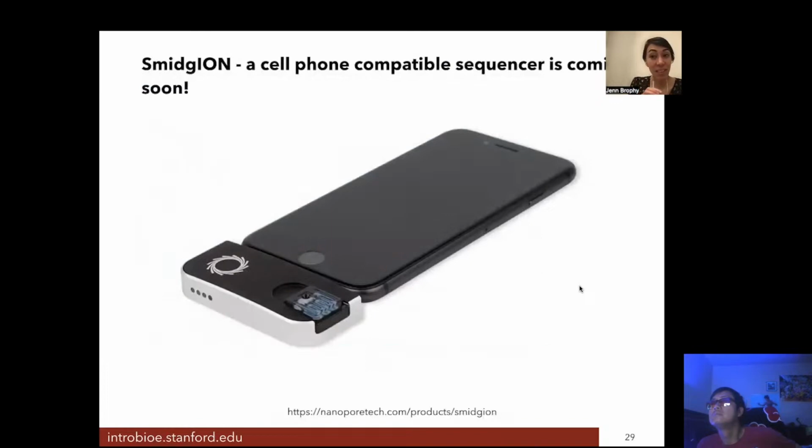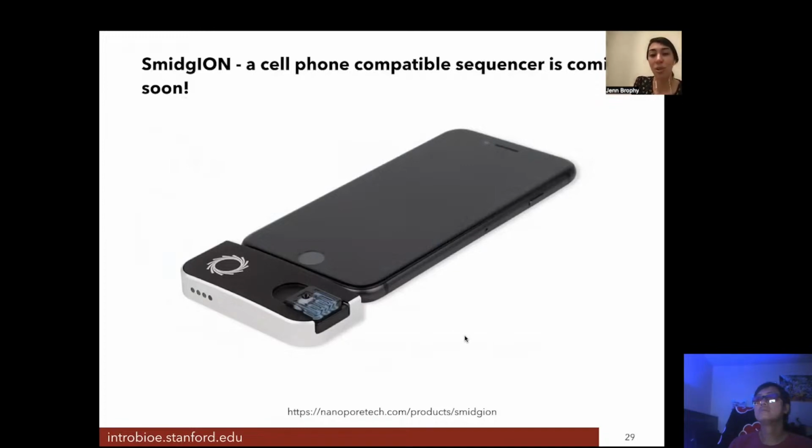Okay, this is something that I'm super excited about. I haven't seen it come out yet. We did talk about it last year and it's still not out, so I'm not sure exactly when it will happen. But Oxford Nanopore, the company that makes these types of sequencing devices, has been talking about Smidgion. If MinION is the version of the sequencer that you can plug into your USB port on a computer, Smidgion is one that you can plug into your cell phone and get some sequencing to occur.